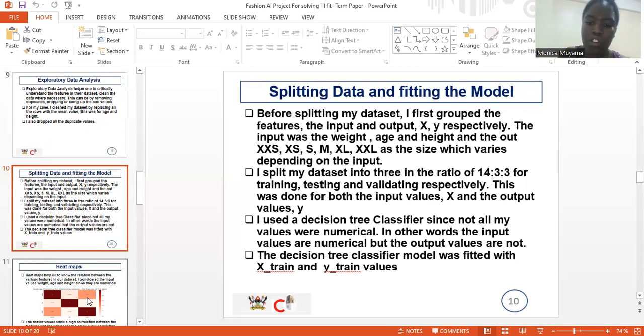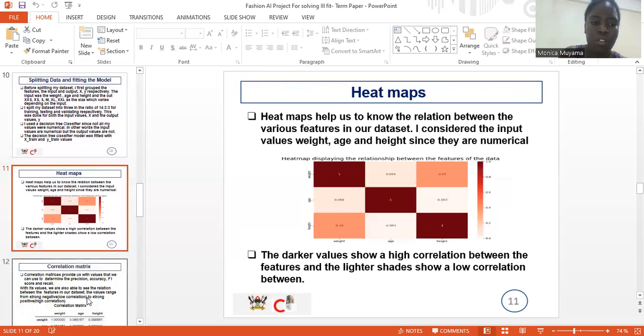I used a decision tree classifier since not all my values were numerical. In other words, the input values were numerical, but the output values are not. The decision tree classifier model was fitted with X train and Y train values.